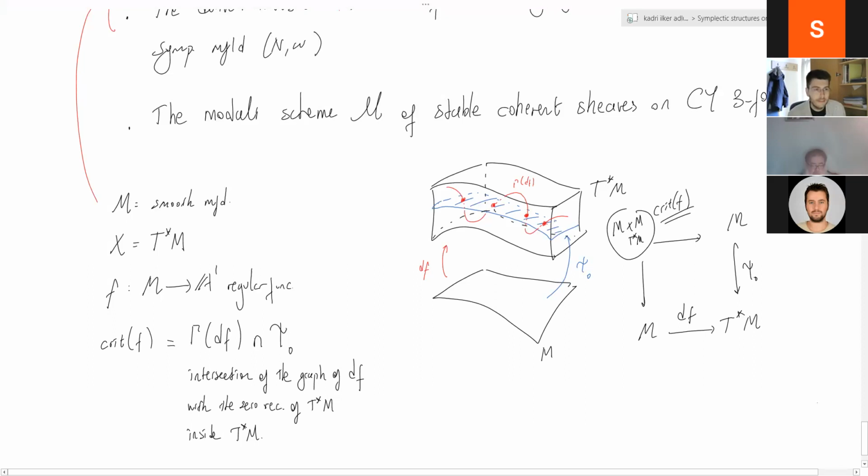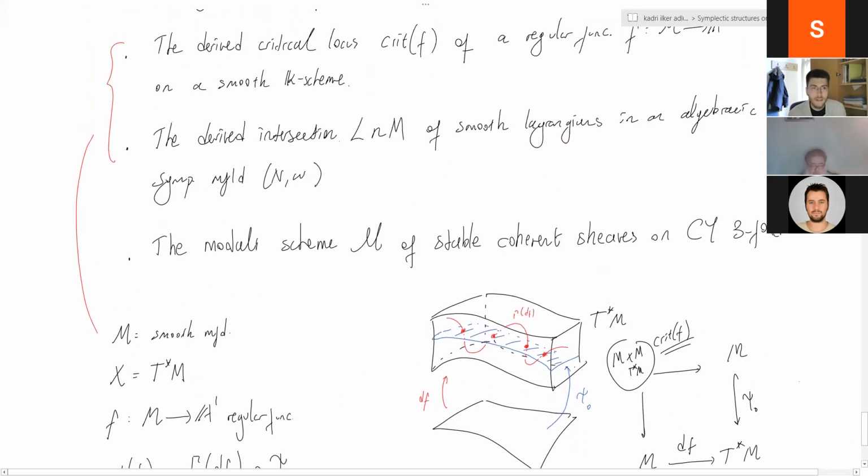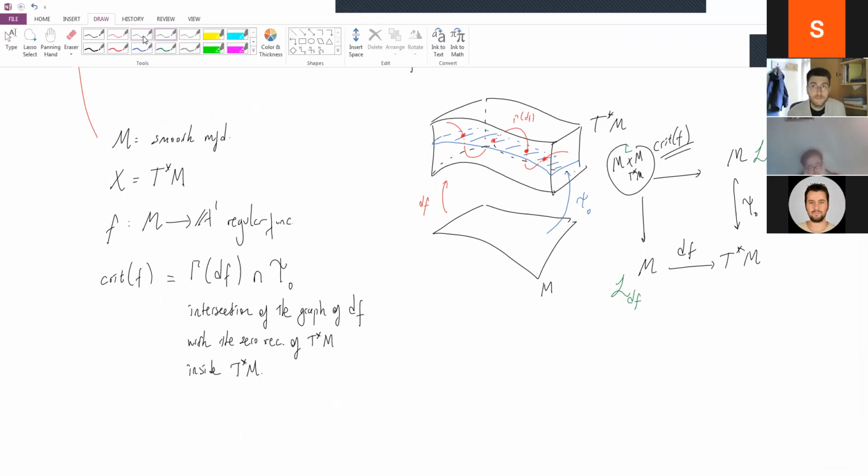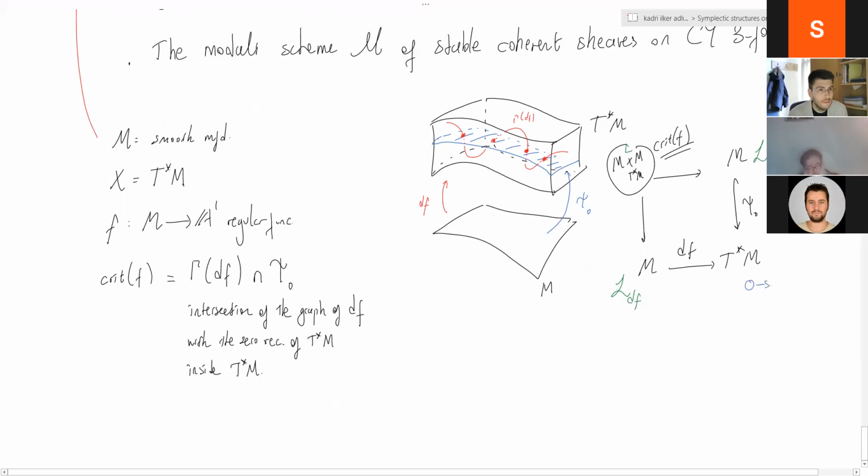Let me combine the second item here. Actually, any one-form like df defines a Lagrangian submanifold inside this. So this is a Lagrangian defined by df, and this is another Lagrangian defined by the zero section. So the intersection of these two Lagrangians, the derived intersection, has a -1 shifted structure. So this is zero shifted, and this is -1 shifted.